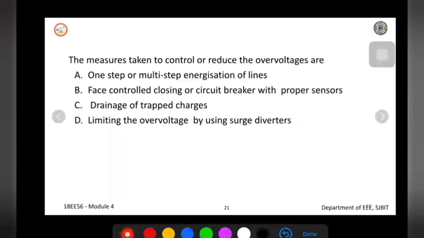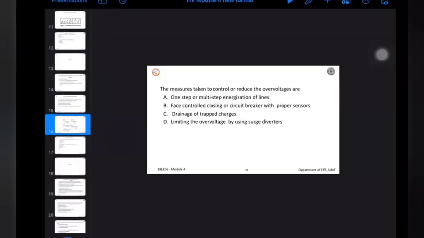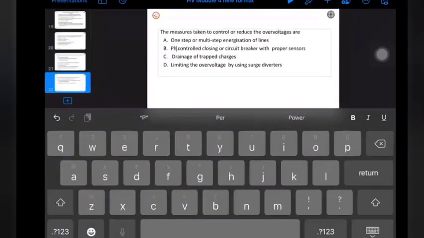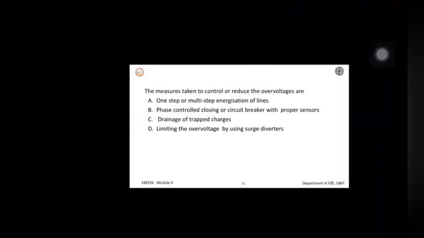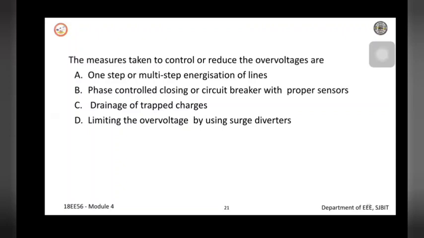In the second case, it is phase controlled closing, or a circuit breaker with proper sensors. There should be sensors present. If one pole is closing or not closing, we should get feedback so that we can reinitiate closing of that circuit breaker for the individual phases. So there should be phase controlled closing or a circuit breaker with proper sensors. That should be taken care of.